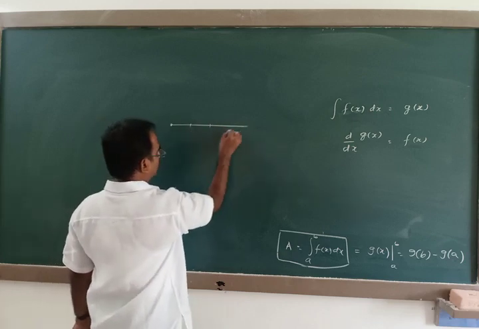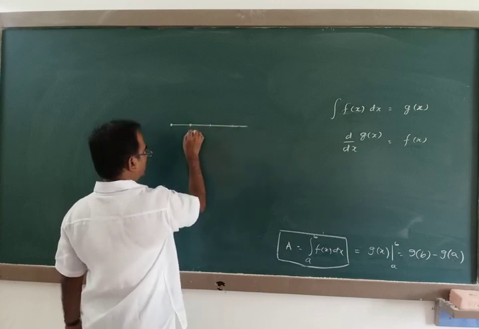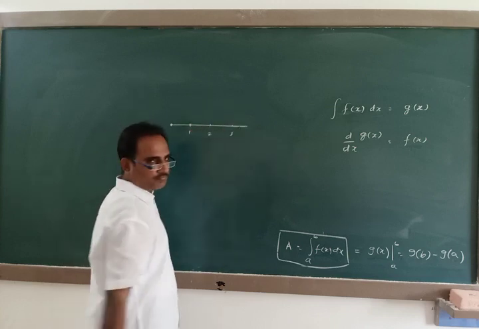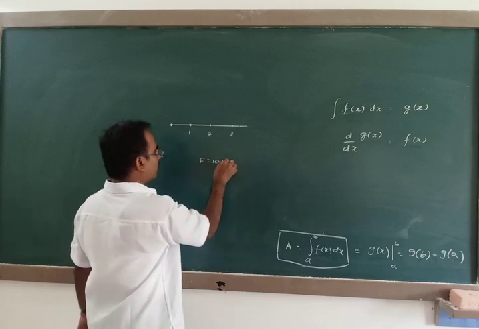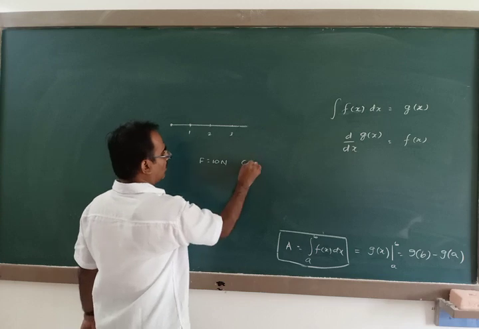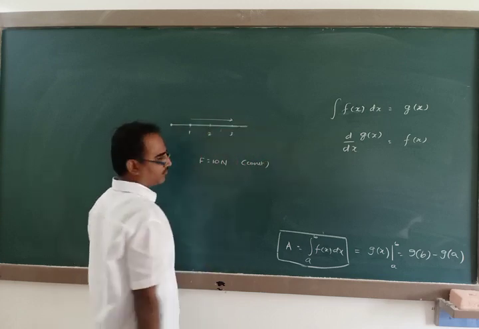Here this is 1, 2, 3. There is a body here at 1. A constant force of 10 Newton acts on the body and moves it up to here.